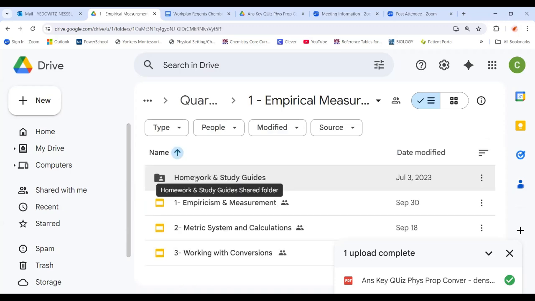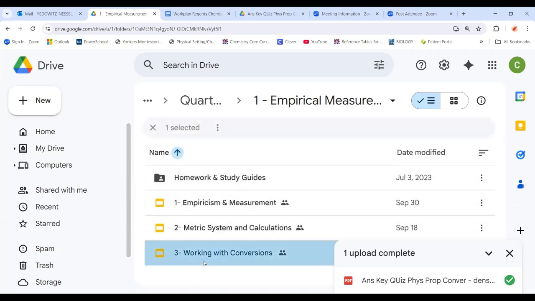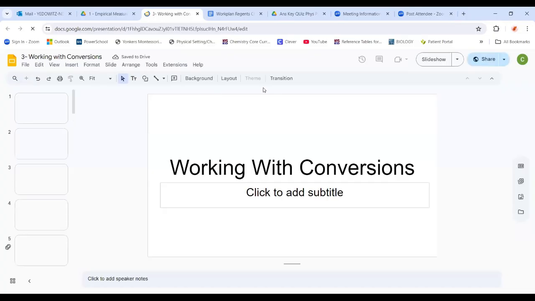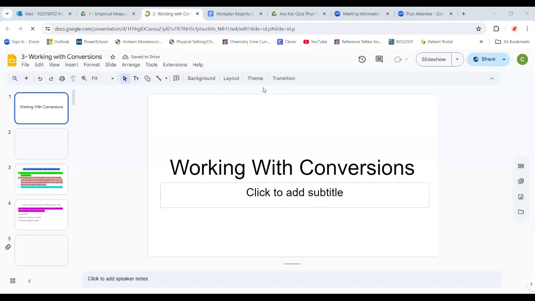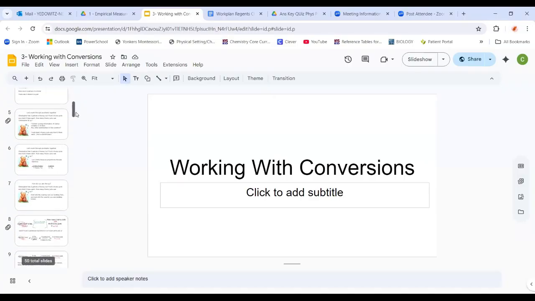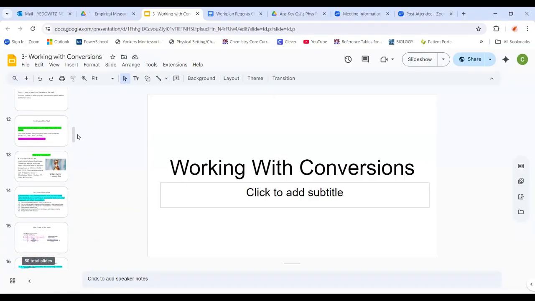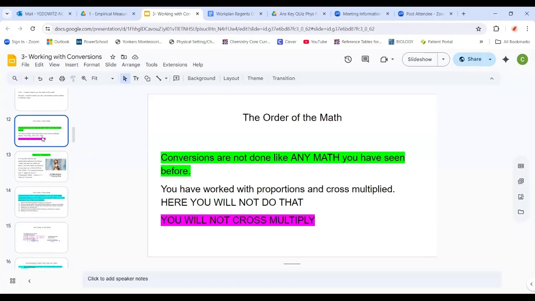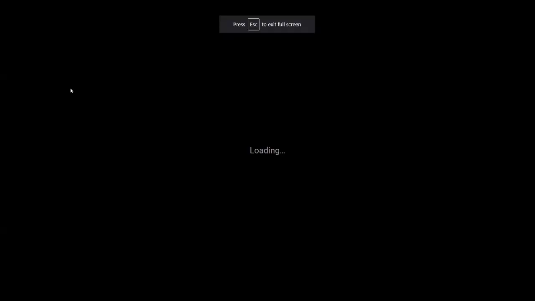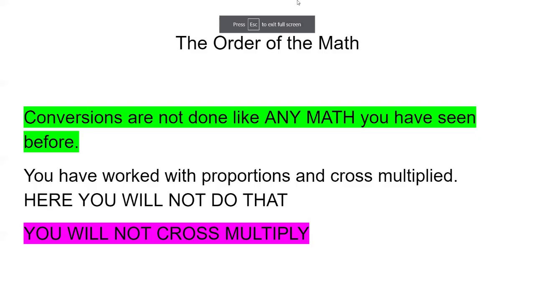So if you go back on the work plan to the conversion factor slideshow, let me just double check my screen sharing. Sometimes I do this and then I'm not sharing the same screen. All right, I specifically went and wrote, please go look at slide number 12, which clearly says that you will not be cross multiplying. Okay, I have it all highlighted for you here.